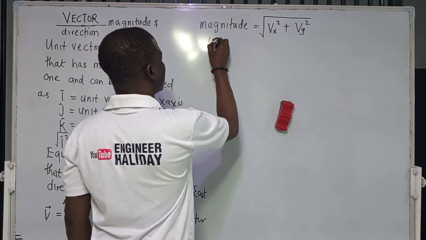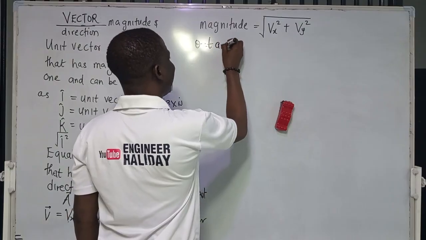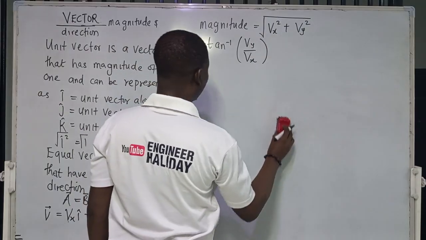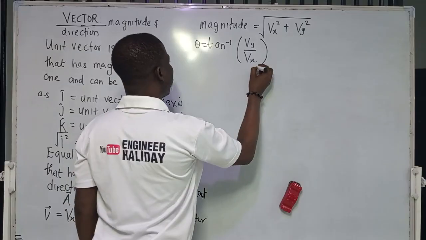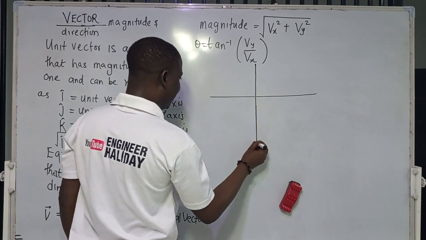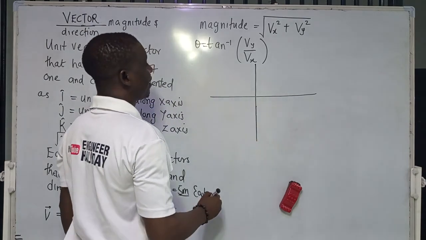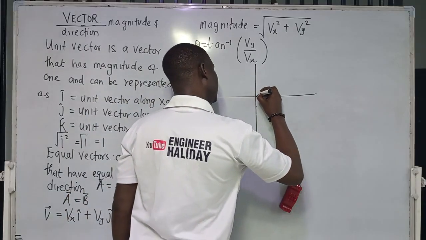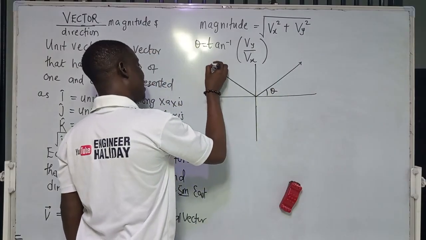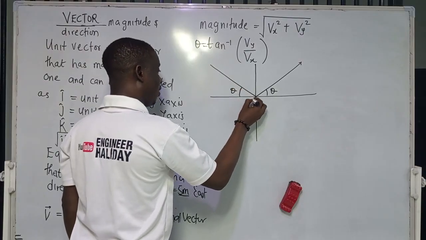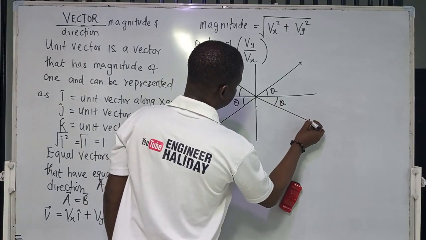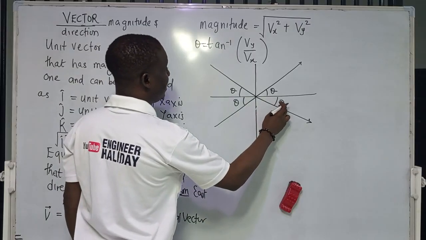How do we get direction? Direction is theta equal to tan inverse of Vy over Vx. Now note, the direction can be in 4 places. You understand me? 4 places. The direction can be here. It can be here. It can also be here. It can also be there.